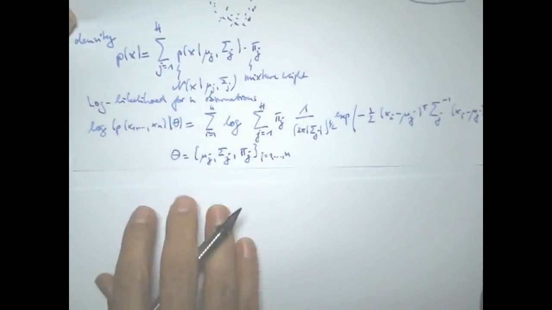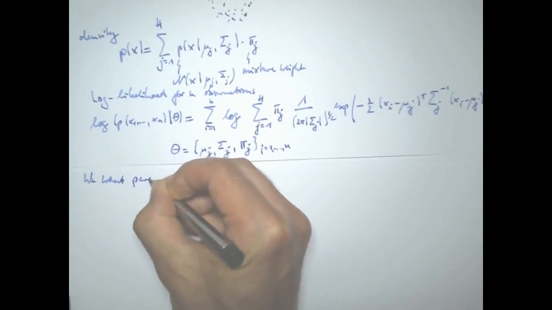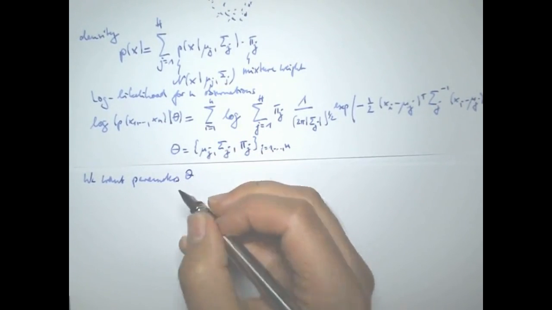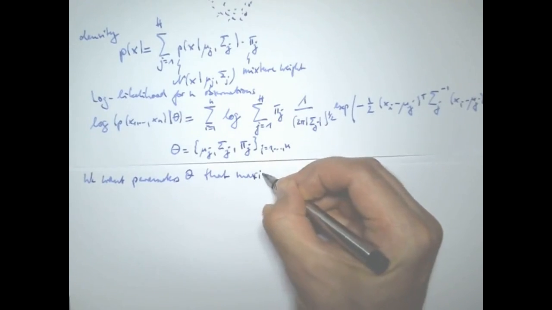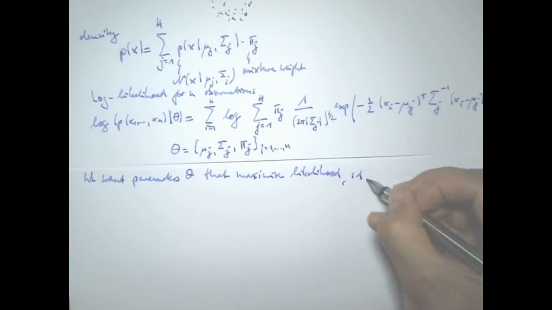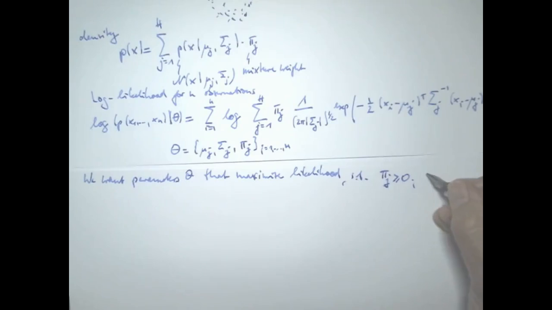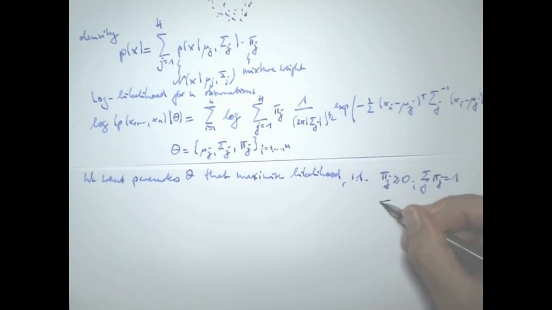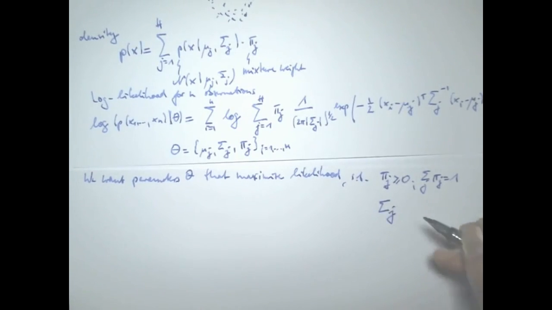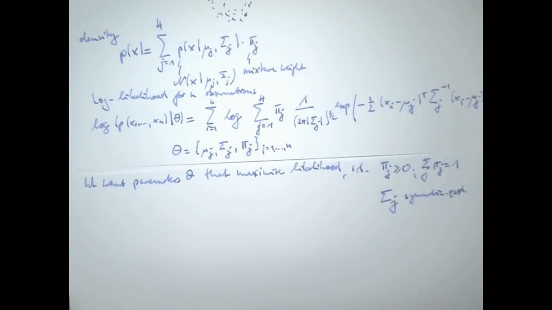And we're now looking for the parameters that will maximize our likelihood. Subject to the following constraints, namely the mixture weights should be non-negative and they should sum to 1. And also subject to the constraint that my covariance matrices should be symmetric and positive semi-definite. So they should qualify as proper covariance matrices.